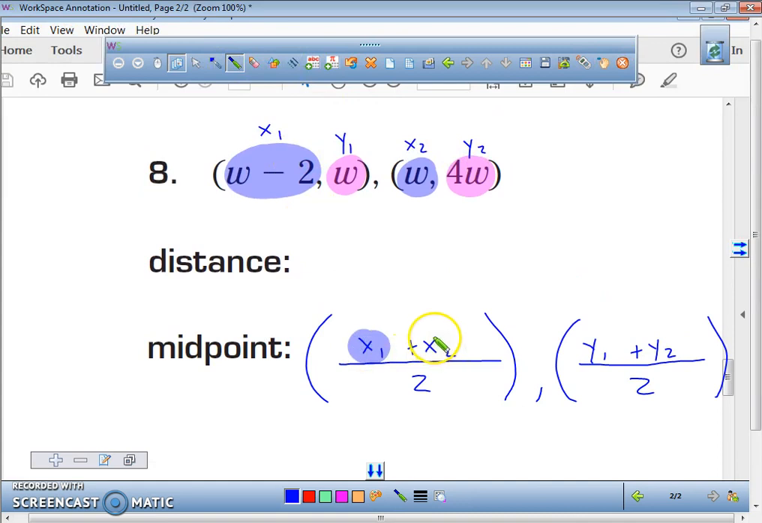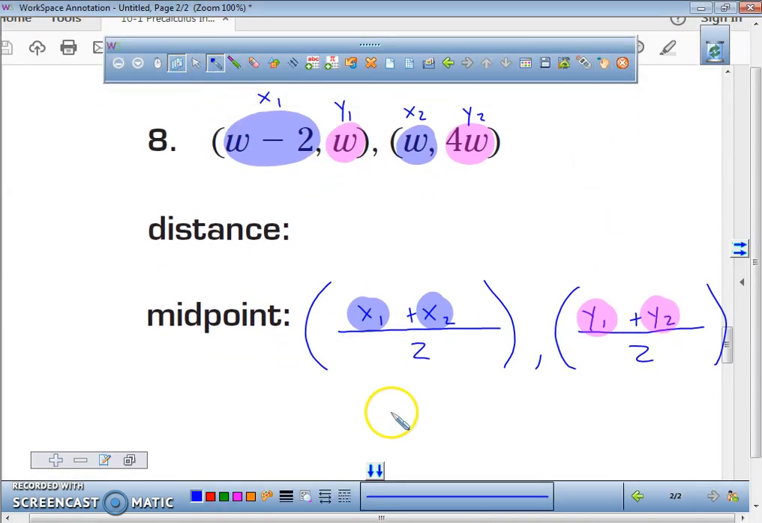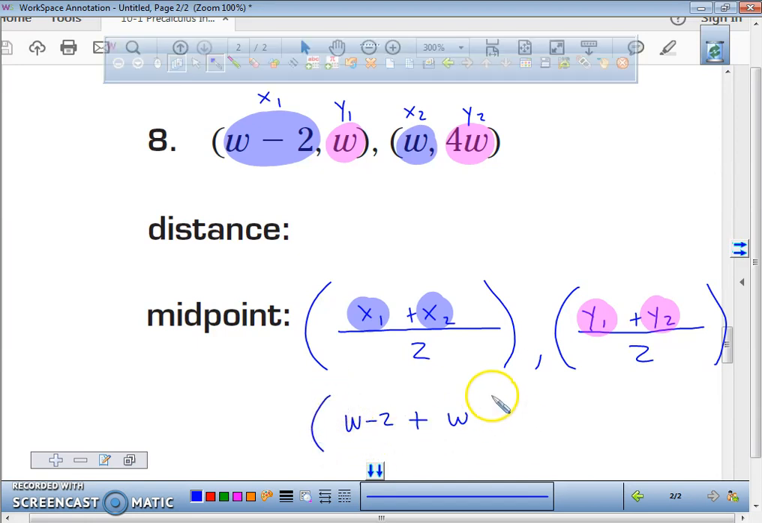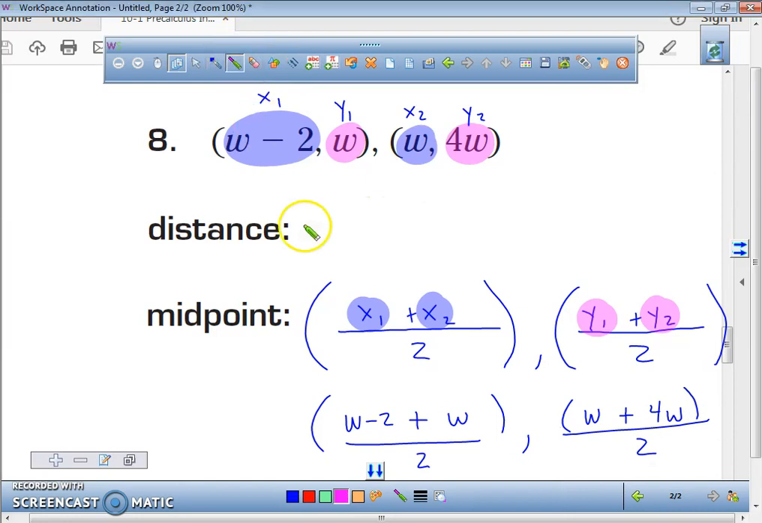All right, we need to carefully place in our x values right here and our y coordinates right there. So for x1, what am I going to plug in? W minus 2. All right, W minus 2. And what am I going to add to it? Another W. So I'm taking W minus 2, adding another W, and dividing it by 2. And my y values are going to be W plus 4W all over 2.